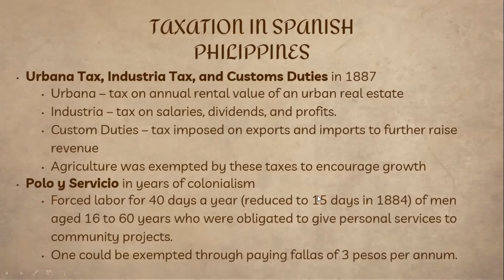This changed later on, as polos y servicios became lighter and were organized at the municipal level. Labor provided was used in public works, such as the building of roads and bridges. Males were required to provide labor for 40 days a year, reduced to 15 days a year in 1884. They may opt out by paying the falla of 3 pesos per annum, which was usually lost to corruption because it was collected at the municipal level and known as kaidas or droppings.